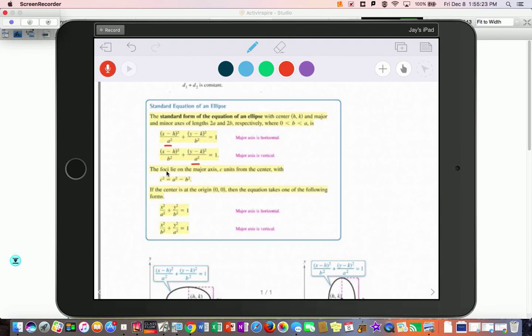And then when you find the foci, that's the plural of focus, either side of the center, you use this formula, which kind of looks like the Pythagorean theorem, except if you would add your a squared and b squared, it ends up outside of the ellipse. So a lot of stuff going on here.